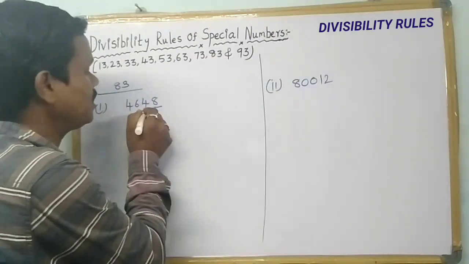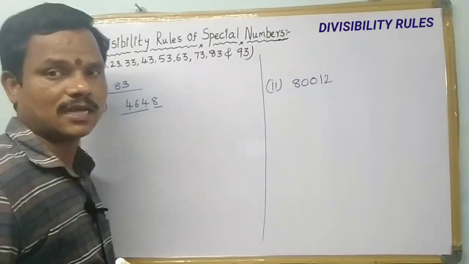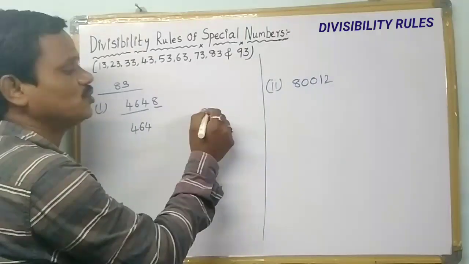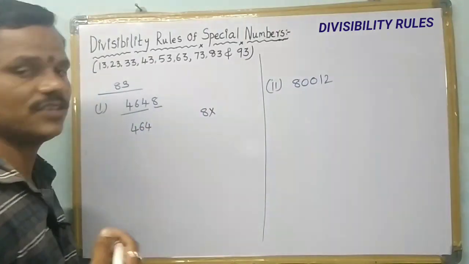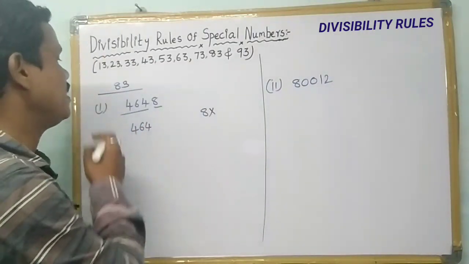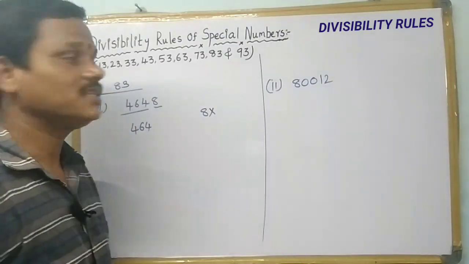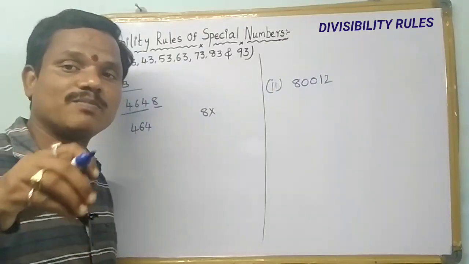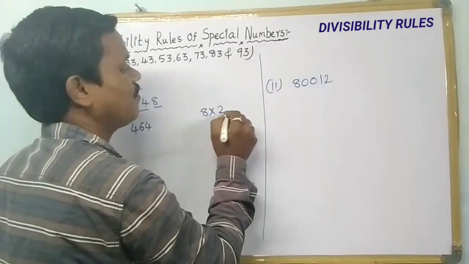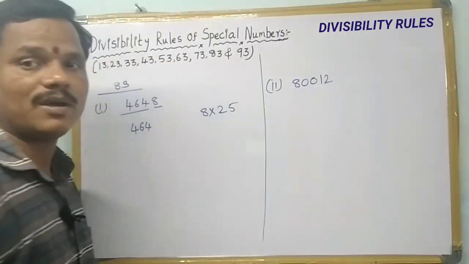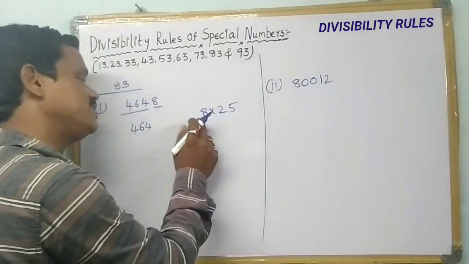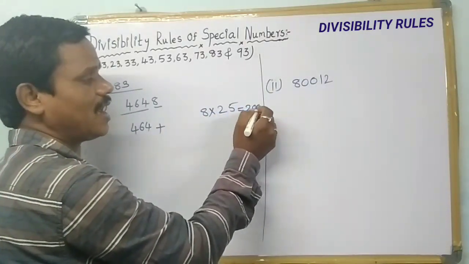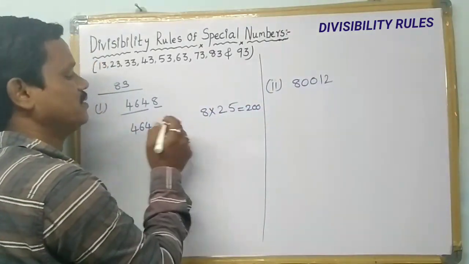What is the procedure? The first part is 46 and the remaining is the second part, 48. Write the second part as it is. Now multiply the first part number by which number? For the divisibility rule of 83, the first part number is multiplied by 25. 25 times 8 is 200. Add 200 to the second part.